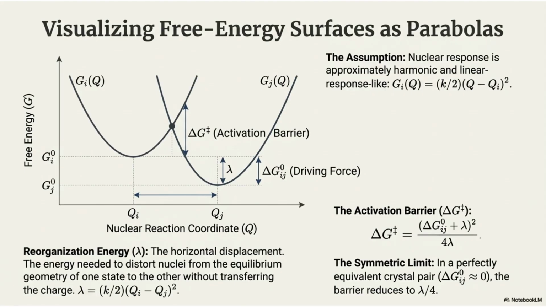Free energy surfaces are often visualized as parabolas, assuming a harmonic nuclear response. Key parameters include the activation barrier, delta G, the driving force, delta G0, and the reorganization energy, lambda, which is the energy needed to distort the nuclei.